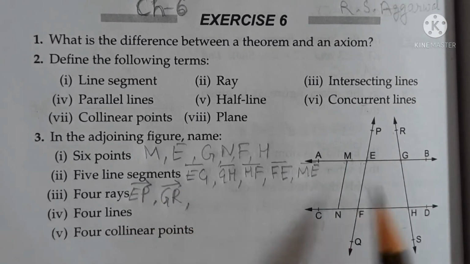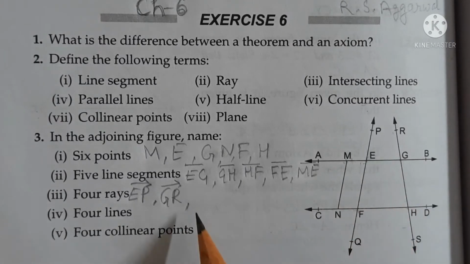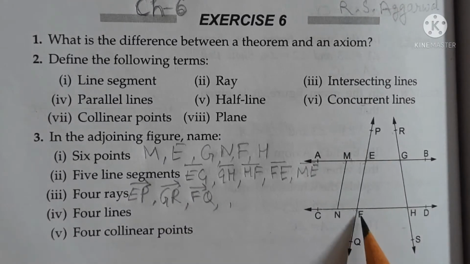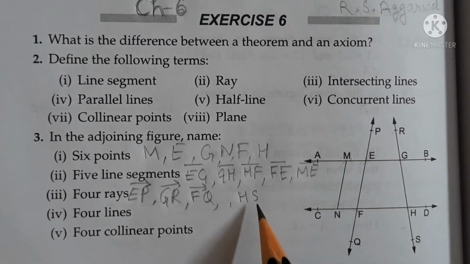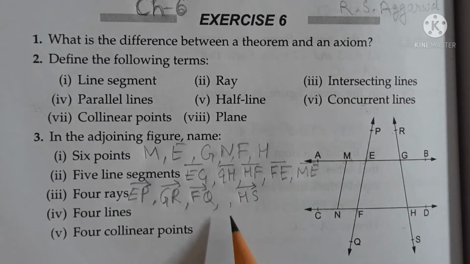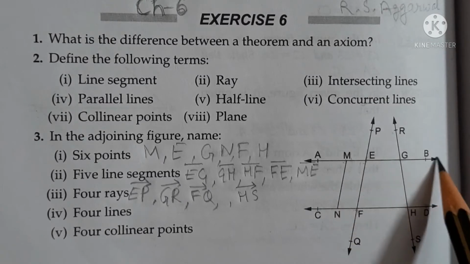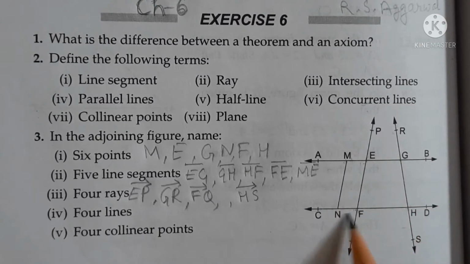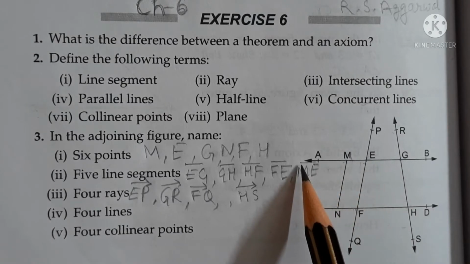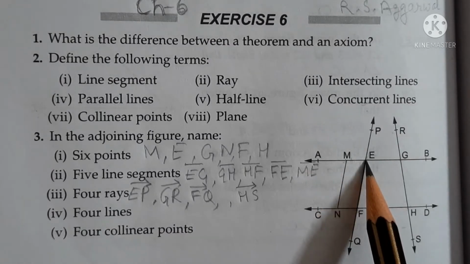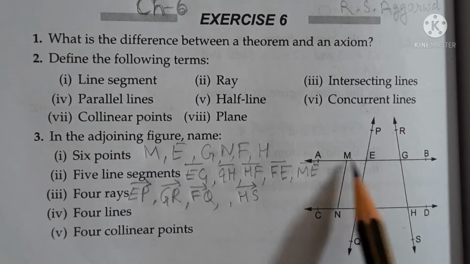and mark it. One more ray, you can write FQ, and the other is HS, and mark it like this with the symbol. Here you can take other rays, suppose GB, HD, FC, EA. You cannot write rays like this, AE. So this becomes wrong.